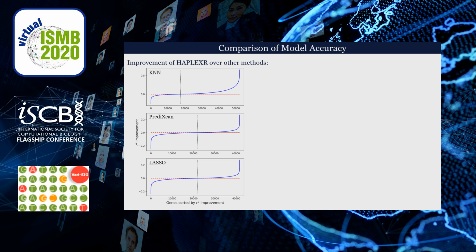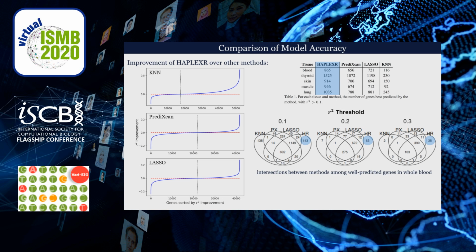So in fact, we noticed there's substantial subsets of genes for which HaplexR is the best model, and for which it's the only model that passes certain thresholds of accuracy. This indicates that HaplexR captures non-additive signals of variant effects on expression, and that these signals are generally of higher quality than those found by KNN.